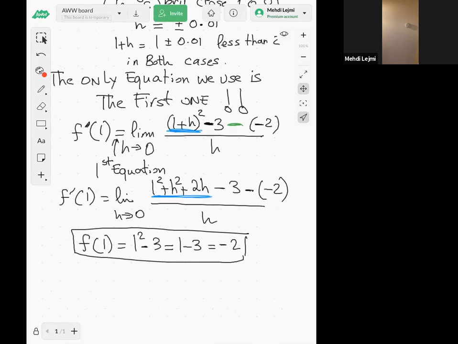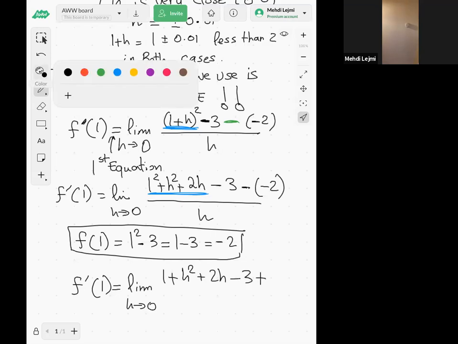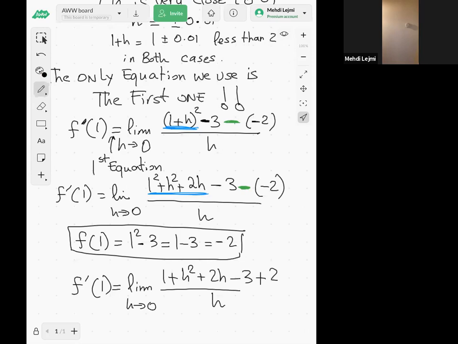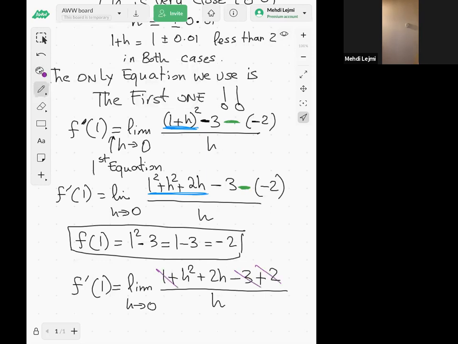So now let's compute this limit. f prime of one is the limit, h going to zero, of one squared, that's one, plus h squared, plus two h, minus three, and then minus negative two, so it's plus two, over h. In the top, let's see the constants: one minus three is negative two, plus two, that would be zero. So the constants cancel out.